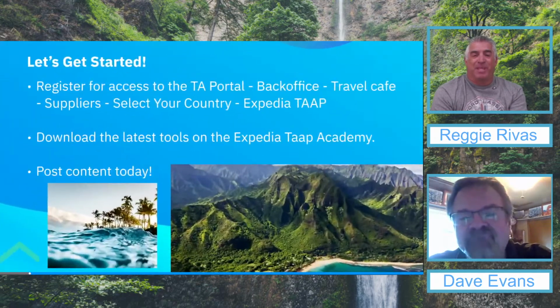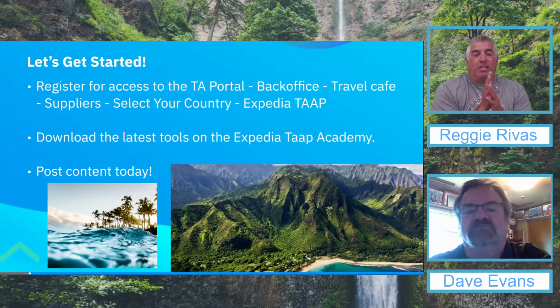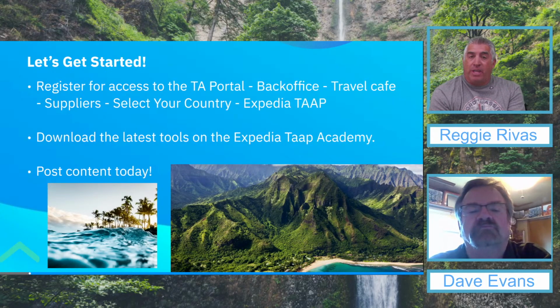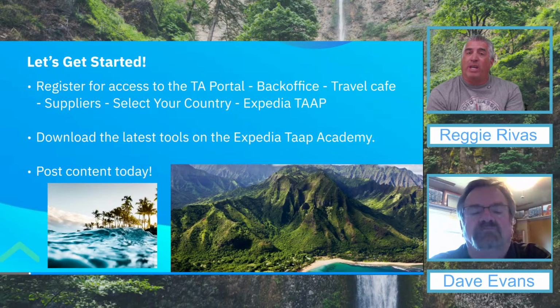Love it. Let's get started. Register for access to the TA portal. Go to the back office, Travel Cafe, click Suppliers, select your country, and click Expedia TAAP. Download the latest tools on the Expedia TAAP Academy. And last but not least, post content today. Don't wait till tomorrow. Get started today.